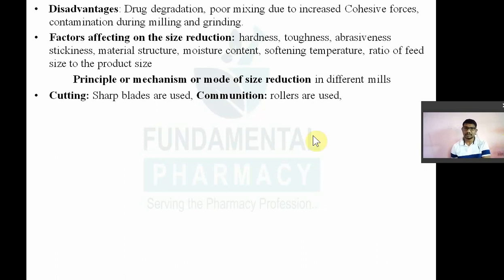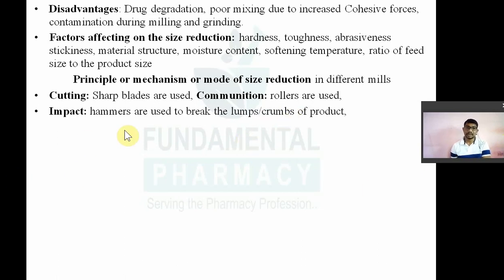Then impact. Impact means hitting the material by hammers, or hitting the hammers by moving material. Hitting the stationary material by moving hammers. In both cases, your impact is there. So impact is nothing but the hammers are used to break the lumps and clumps of the product. Lumps मतलब ढेकड़. Hammers are used to break the lumps and clumps of the product.